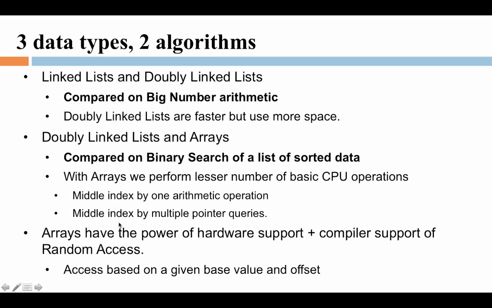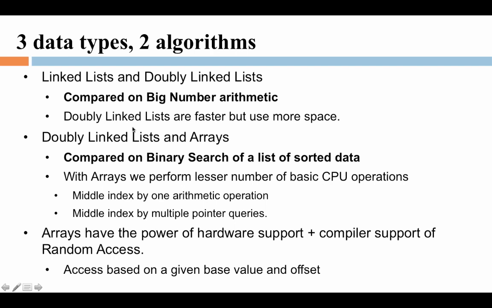So therefore, what have we done during this week? We have studied 3 data types, right? Linked list, doubly linked list, and arrays. We have taken 2 algorithms. One algorithm was the big number arithmetic. We did only big number addition. But you'll recall that the polynomial multiplication exercise that I've given is also a very simple, more general big number arithmetic. Linked list and doubly linked lists are compared.